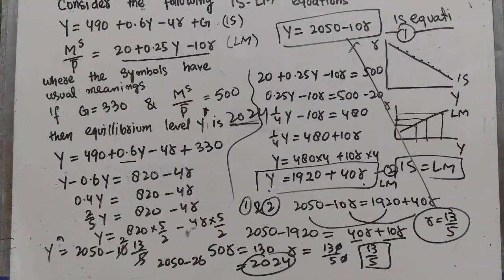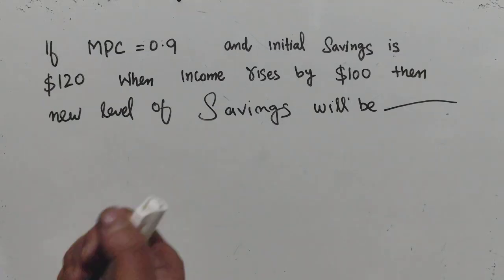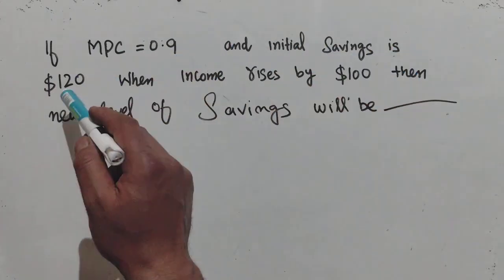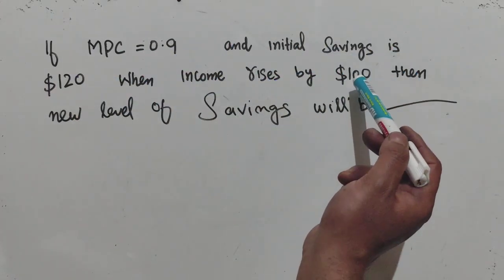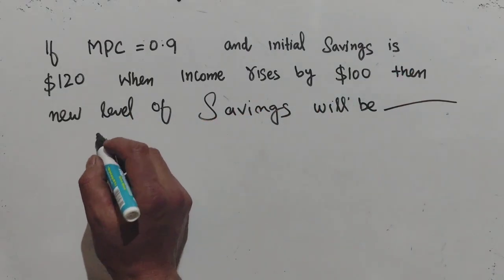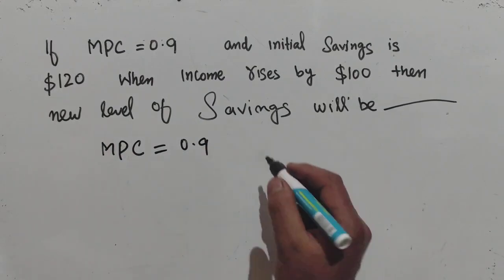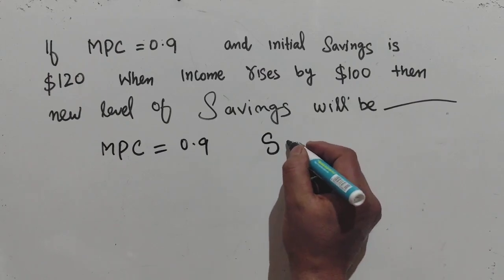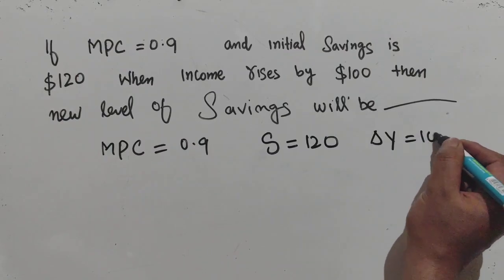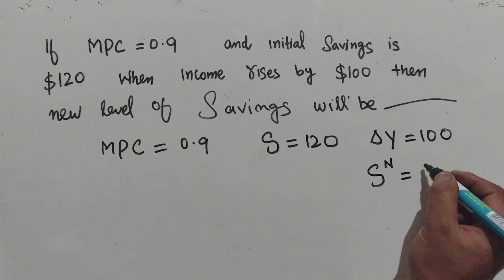Okay, this question is related to the savings function. The question is, for a closed economy, if marginal propensity to consume is 0.9 and initial savings is $120, when income rises by $100, then what will be the new level of savings? We are told that marginal propensity to consume is 0.9, initial savings, let's denote it by S, is 120. Income rises by $100 and we need to find out the new savings, which we denote by S superscript N.